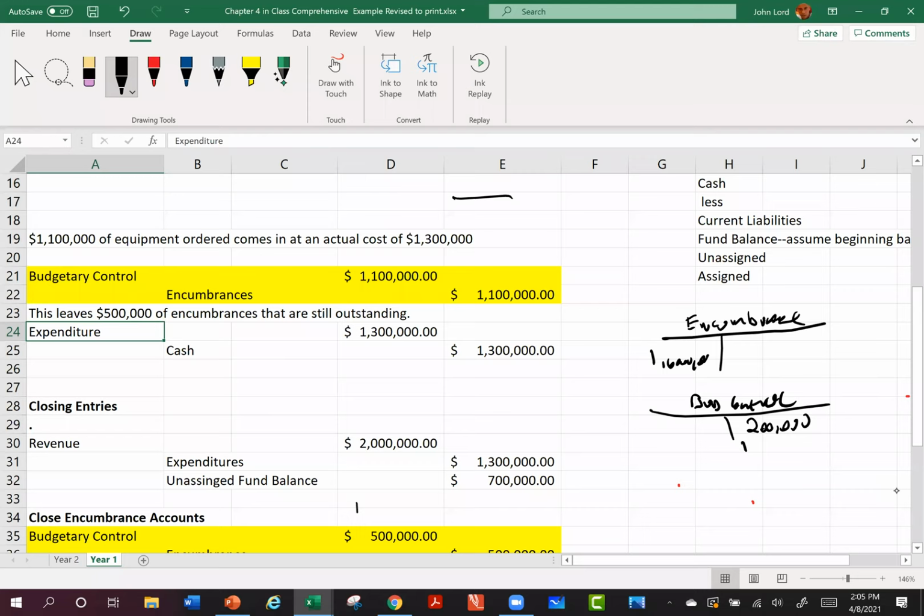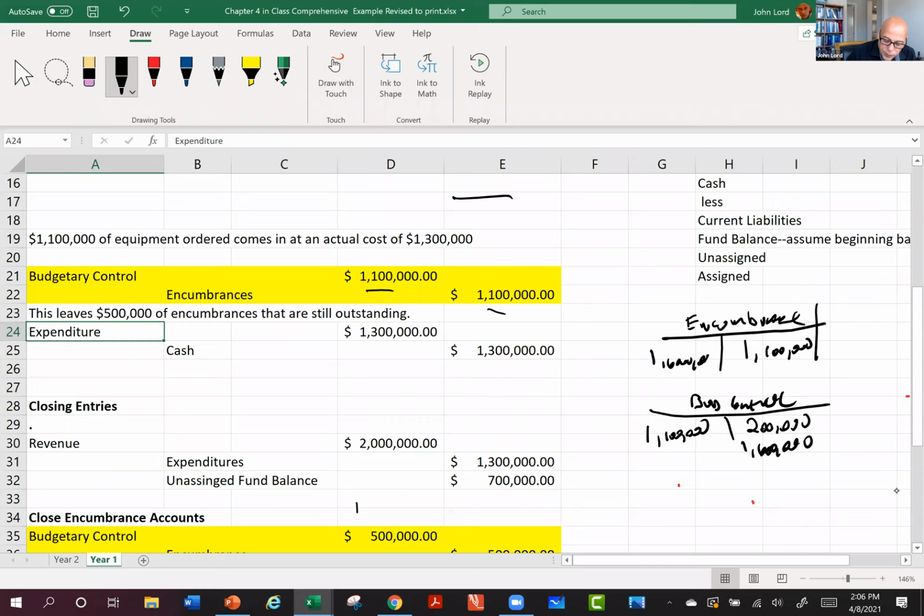And now we're going ahead and we are doing what? We are debiting it for 1.1 million, 1.1 for the stuff that's come in. And we're going to credit encumbrance. I'm just posting that journal entry, 1,100,000.